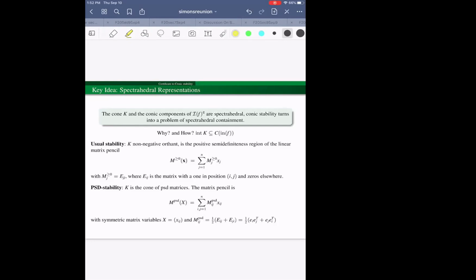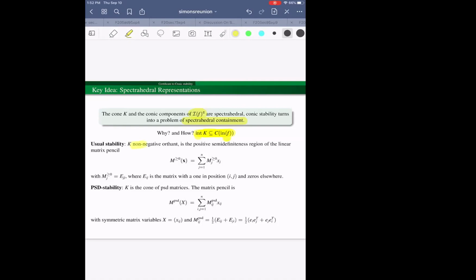It says that if we have a spectrahedral representation for the cone K and for the conic components of the complement of the imaginary projection of F, then we can translate this conic stability problem into a problem of spectrahedral containment. That means if both of them have spectrahedral representations, it turns out to be checking spectrahedral containment in order to check whether the polynomial F is conic stable or not.